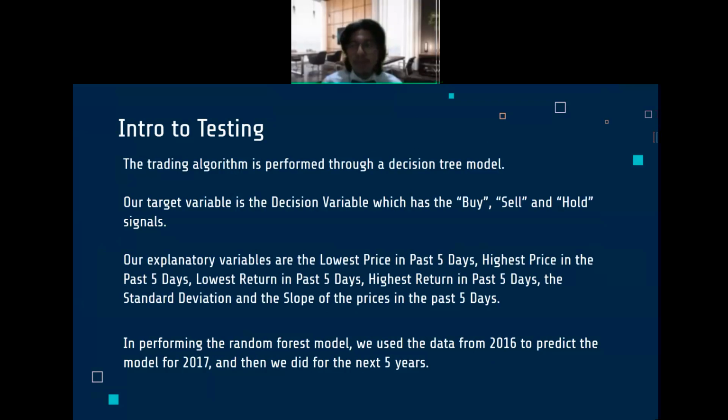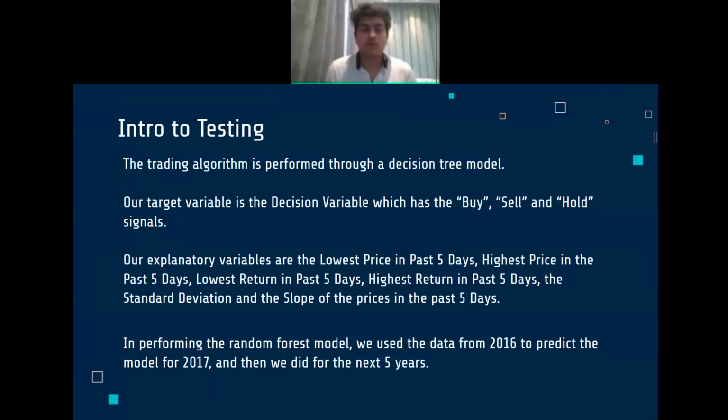So basically what we did over here, we used the decision tree model, and our decision variables were the buy, sell, or the hold signal that we actually recorded from getting the returns. I can explain that in the next slides. Our explanatory variables were the lowest price in past 5 days, the highest price in the past 5 days, the lowest return in the past 5 days, and the highest return in the past 5 days, along with the standard deviation as well as the slope.